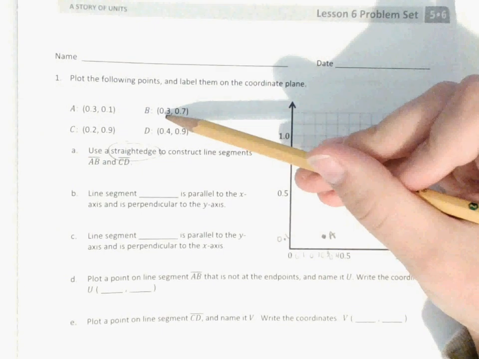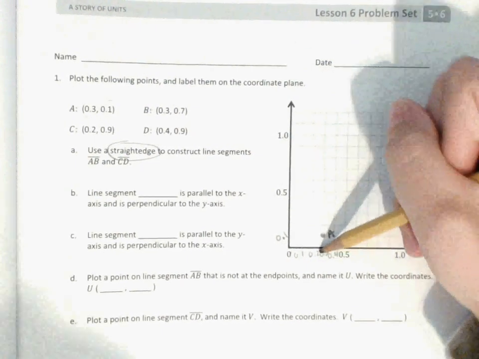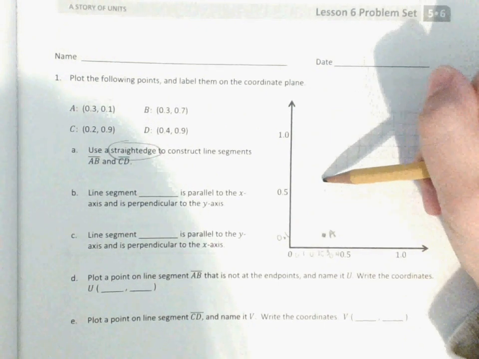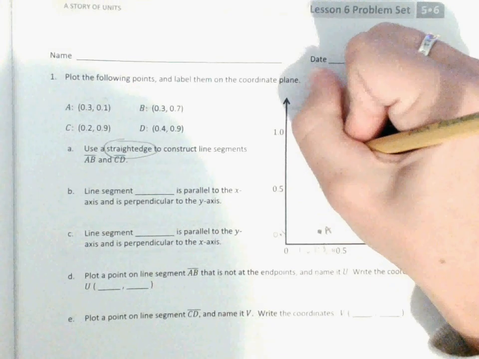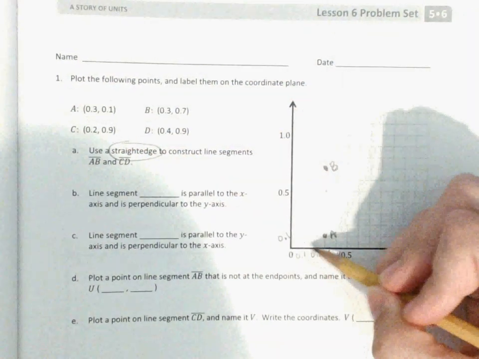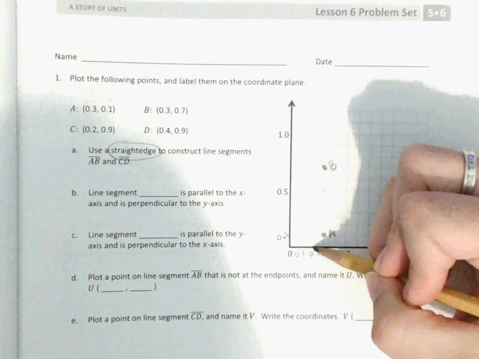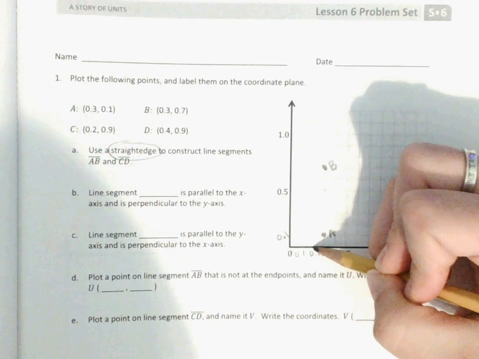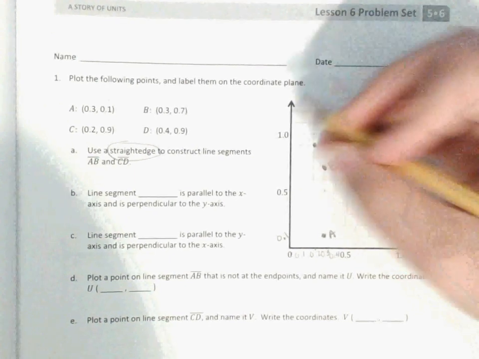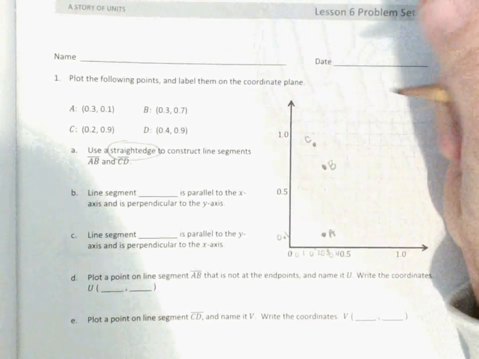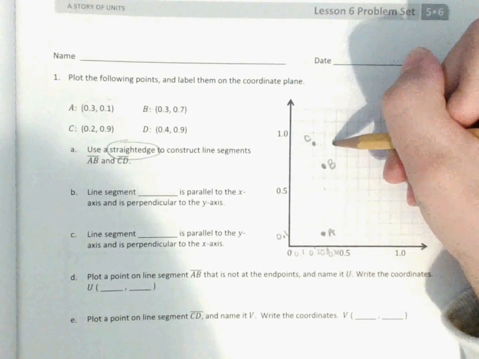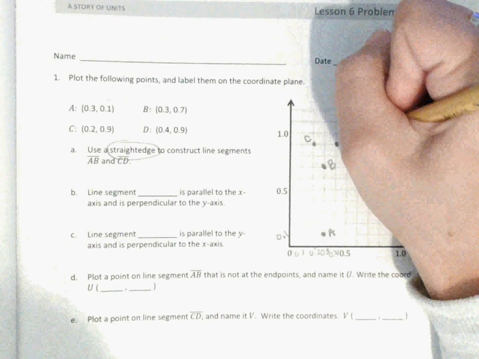For B, 0.3, and then up to 0.7. So if this is 0.5, I see 0.6, 0.7. That was B. Alright, C, 0.2, up to 0.9, which I know is 1/10 less than a whole number, so I'm going to go up to that whole number and come down 1. That is for C. And then for D, I have 0.4 and up to 0.9, which is the same place as C.